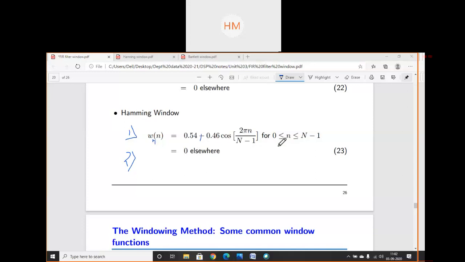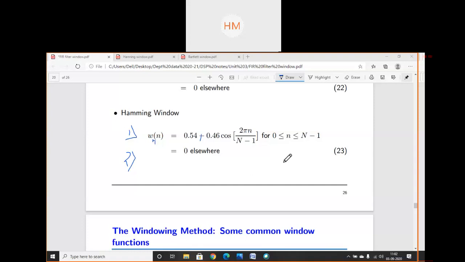Okay, we have written the equations of both, and in this, the frequency response of this window will have a particular lobe. So the main lobe width is approximately 8 pi by N. We will see this table also. So second is your Hamming window function.